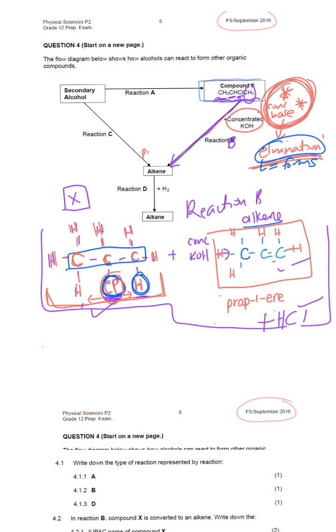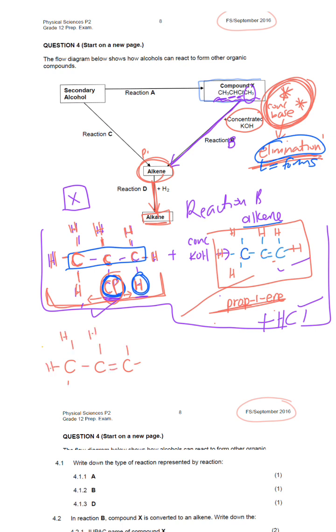Let's follow through here where they show us that the alkene now undergoes reaction D and an alkane is formed. So now we are starting off with prop-1-ene. So let me draw prop-1-ene again.